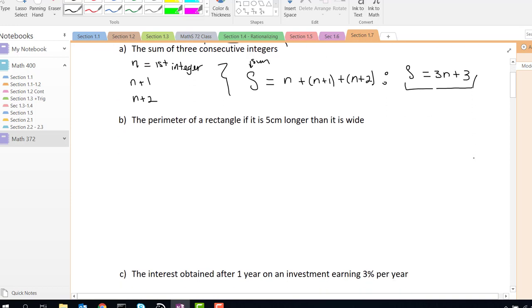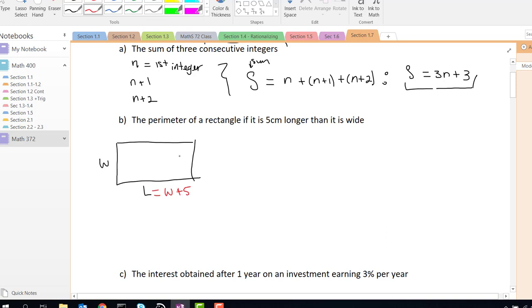Our second example is the perimeter of a rectangle if it is 5 centimeters longer than it is wide. Anytime that you're given a shape, a geometric shape, I like to draw a picture. And I know it tells me it's 5 centimeters longer than it is wide. So usually you have the width and the length, now this is telling me that it's 5 centimeters longer than it is wide. So whatever the width is, the length is 5 more. So this is going to be 5 plus w, or w plus 5.